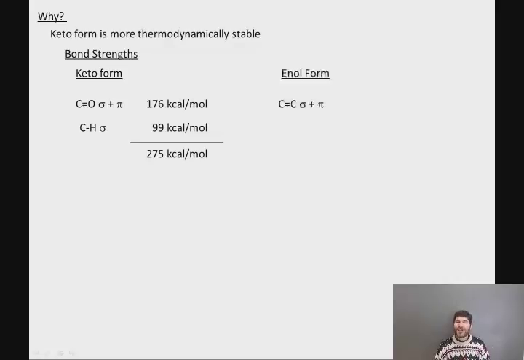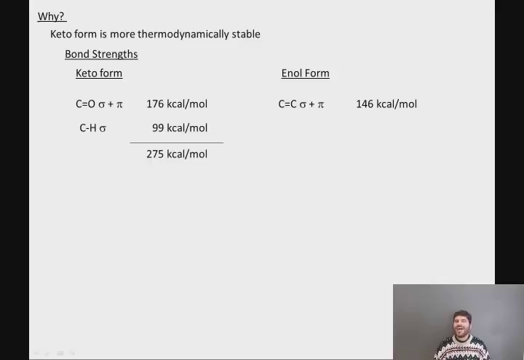Now we're going to contrast to the enol form, and we're only looking at the differences between the keto form and the enol form. So in the enol form, instead of having a carbon-oxygen double bond, we have a carbon-carbon double bond. So again, when we add the sigma and the pi together, we get a bond strength here of 146 kilocalories per mole, not quite so much.